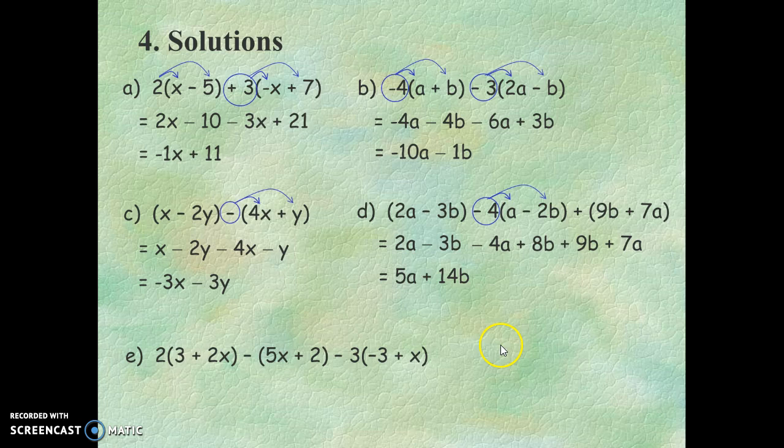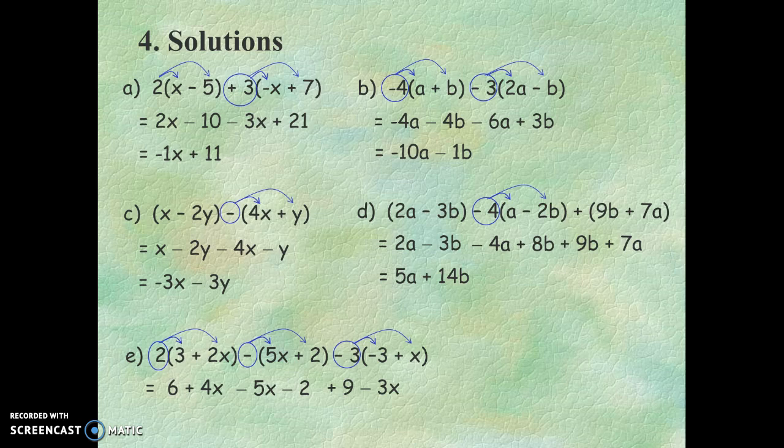Last question. The 2 is going to be multiplied by both terms in the bracket. The negative is going to be multiplied by both terms in the bracket. And then the next negative 3 is going to be multiplied by both terms in the bracket. So the first one becomes 6 plus 4x. The next one, negative 5x minus 2. And lastly, negative 3 times the 2 terms is positive 9 minus 3x.